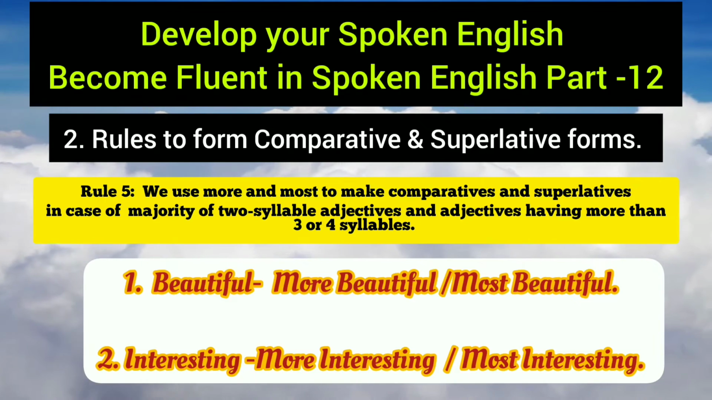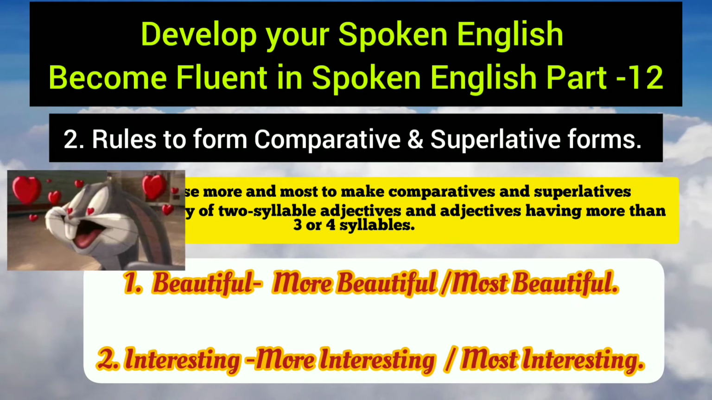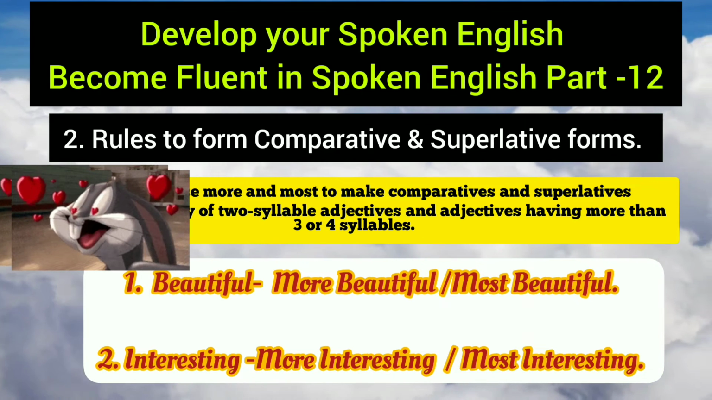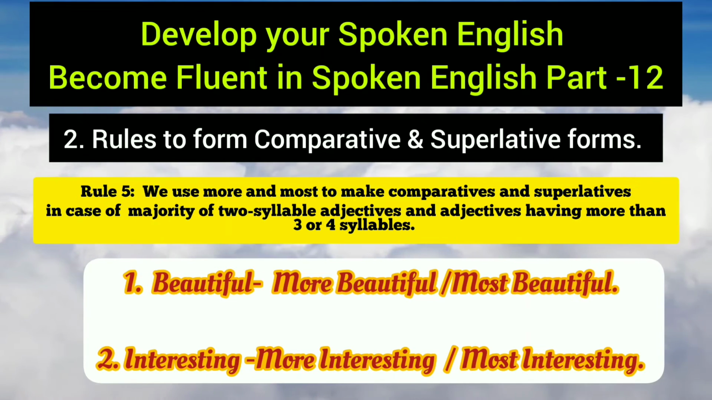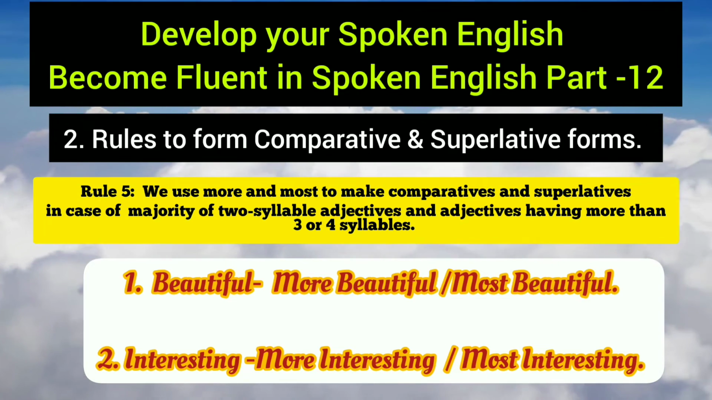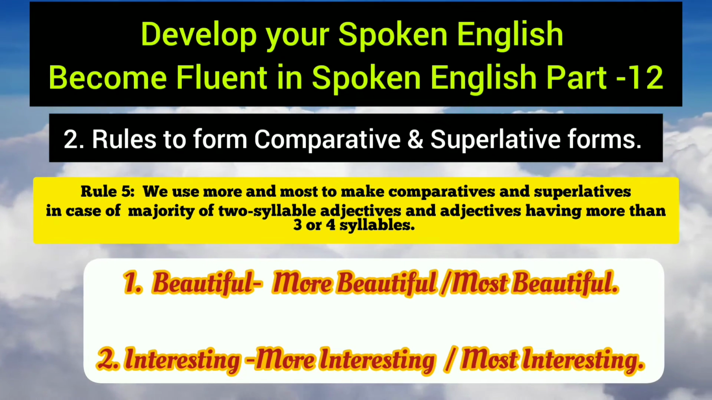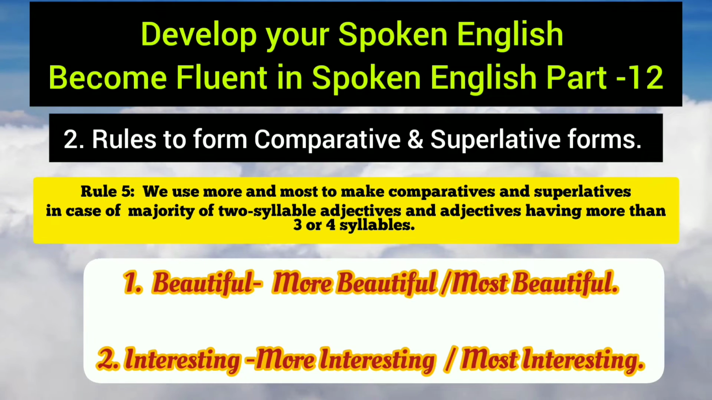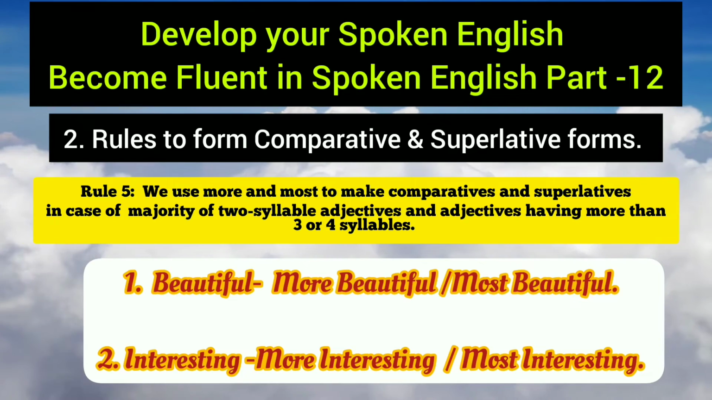Jane is more beautiful than her sister. She is the most beautiful lady I have ever seen. This is how you can use them. The second is interesting, and you can say more interesting and most interesting. So you add more and most to form the comparative and superlative for two-syllable adjectives and adjectives having three or four syllables.